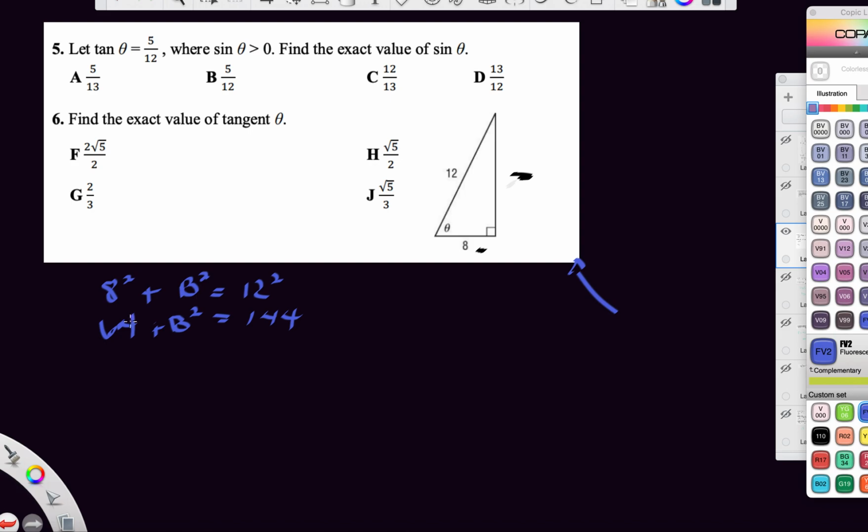Well, this is kind of cool because we can just go back here. Subtract 64 from both sides. Nice and easy to do the math. That's 80 equals b squared. Take the square root of both sides.